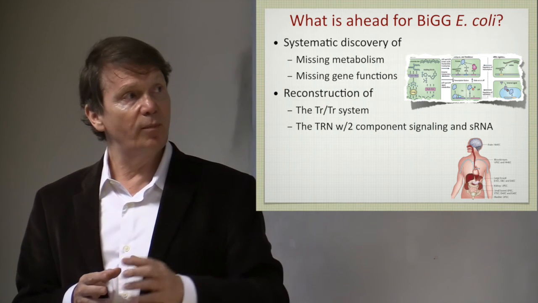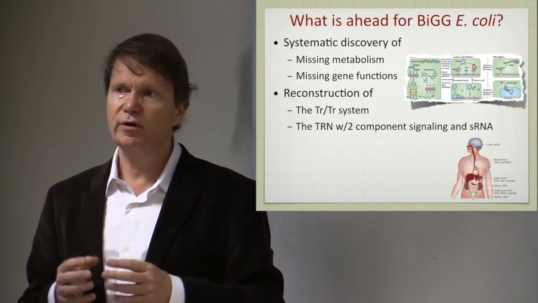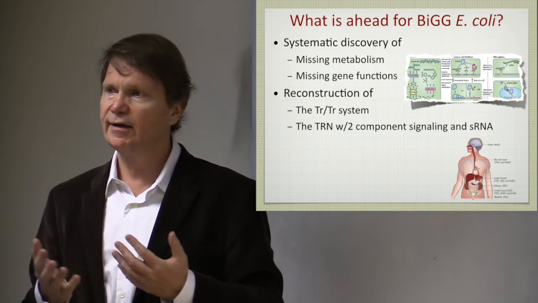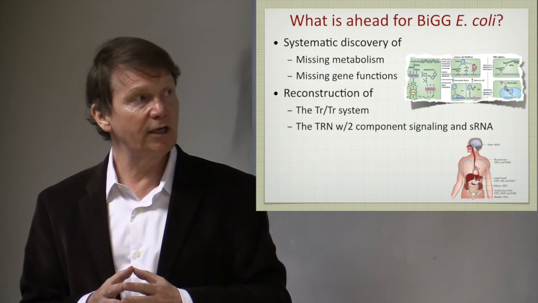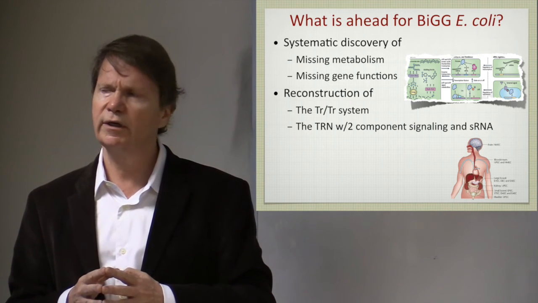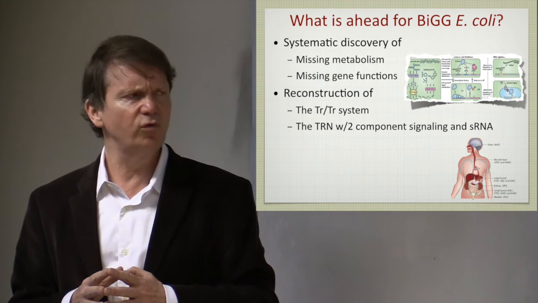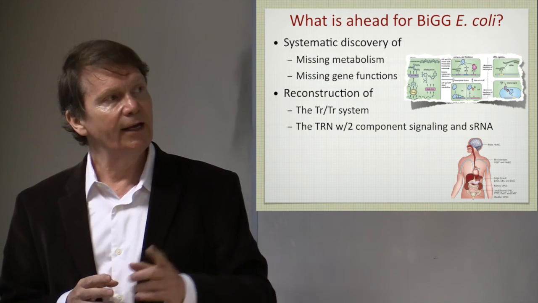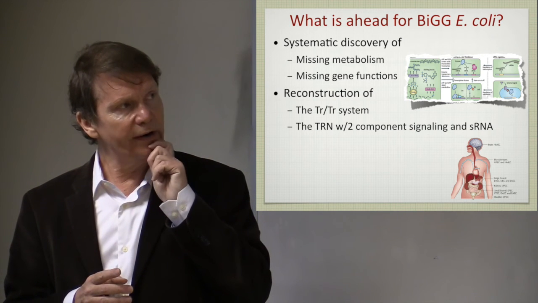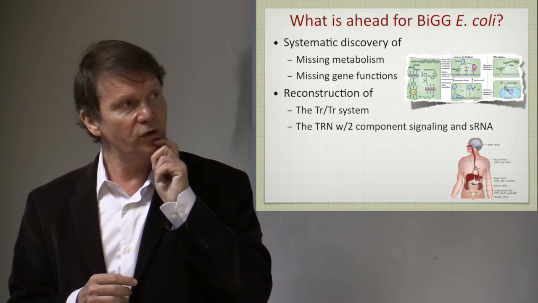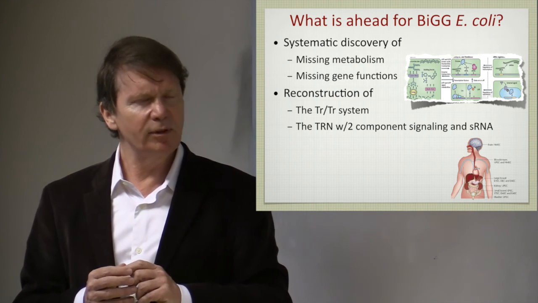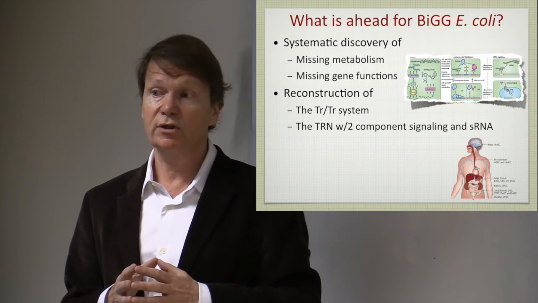The two-component signaling systems in E. coli, so the basic sensing mechanisms and how it reacts, can also be reconstructed. There are 20-some of those, 22 or 24, I forget now what the number is. The function of the small RNAs can be reconstructed, but we probably don't have a lot of information on those available yet.